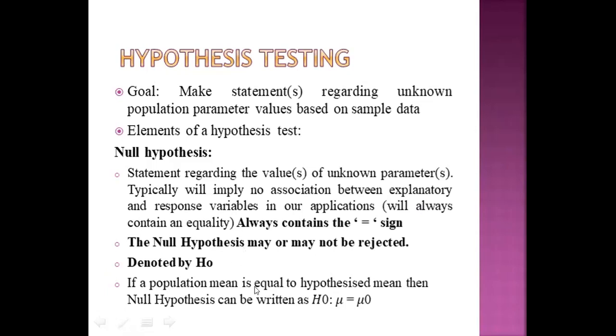If the population mean is equal to the hypothesized mean, then the null hypothesis can be written as H naught: mu equals mu naught, with the equality sign. Therefore, the null hypothesis is always denoted by H naught, and in hypothesis writing it is denoted by the equality sign.